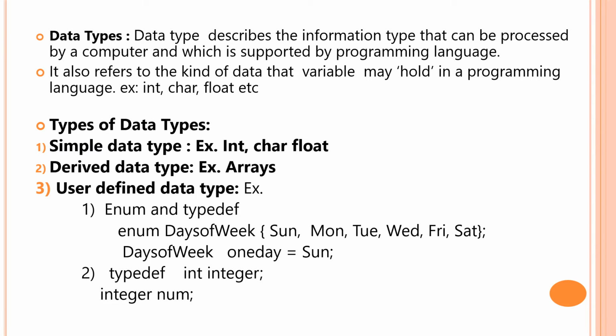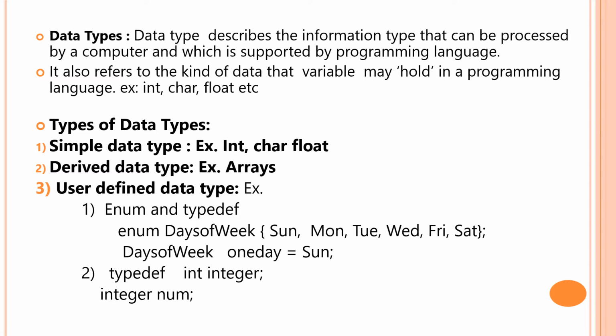Data type. Data type describes the information type that can be processed by a computer and which is supported by a programming language. It also refers to the kind of data that a variable may hold in a programming language. For example, integer, character, float, etc. There are three types of data types. First is simple data type, second is derived data type, and third is user defined data type.